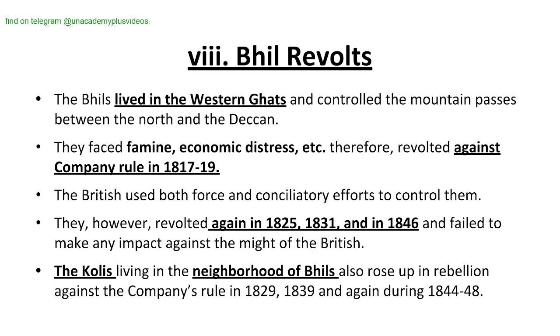They, however, revolted again in 1825, 1831, and 1846 and failed to make any impact against the might of the British. The coolies living in the neighborhood of Bhils also rose up in rebellion against the Company's rule in 1829, 1839, and again during 1844-48.